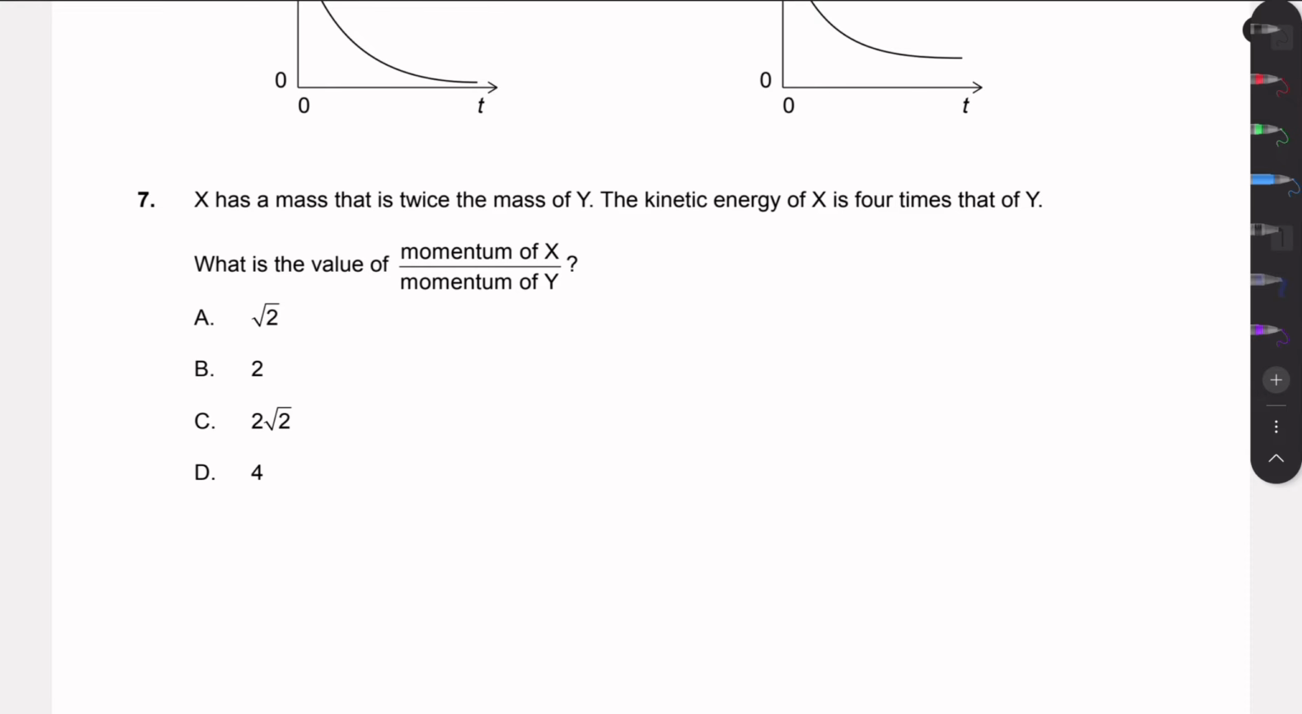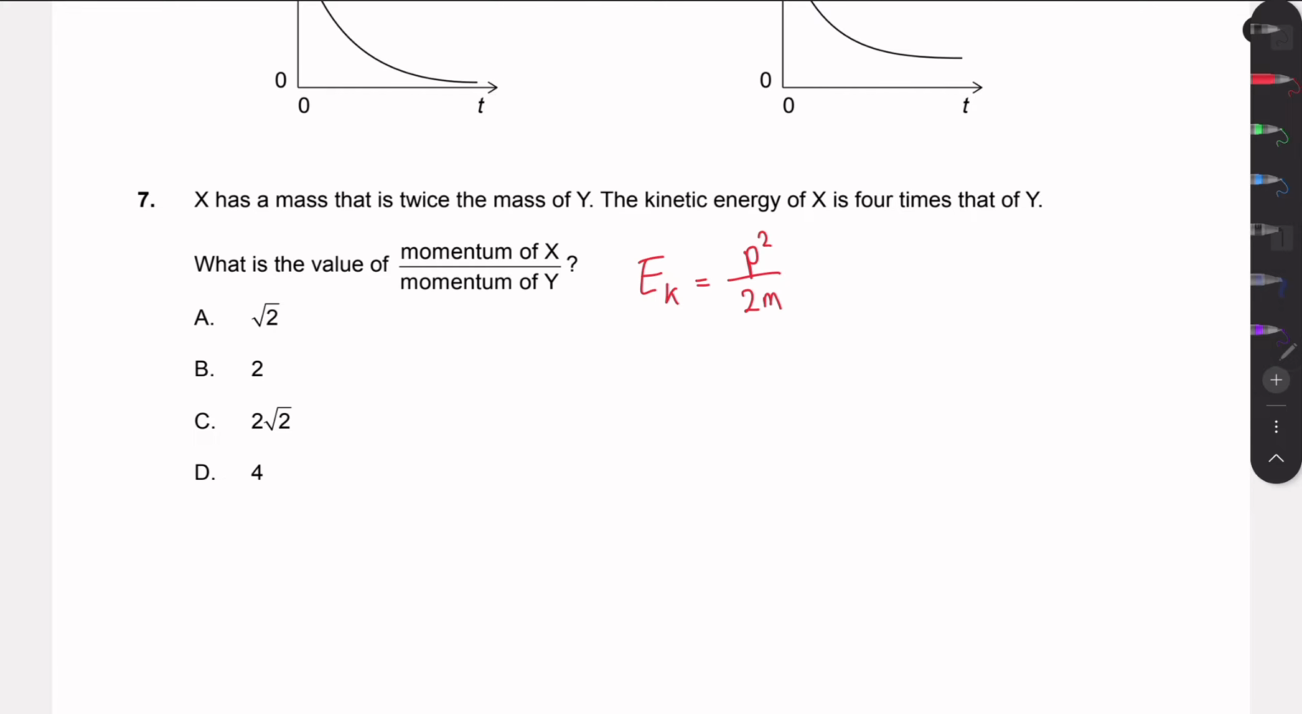All right. So now X has a mass that is twice the mass of Y. The kinetic energy of X is 4 times that of Y. What is the value of momentum of X divided by the momentum of Y? Well, we need to get some equation that connects mass, momentum, and energy. And in our data booklet, we will find one that does just this, which will be p squared over 2m.